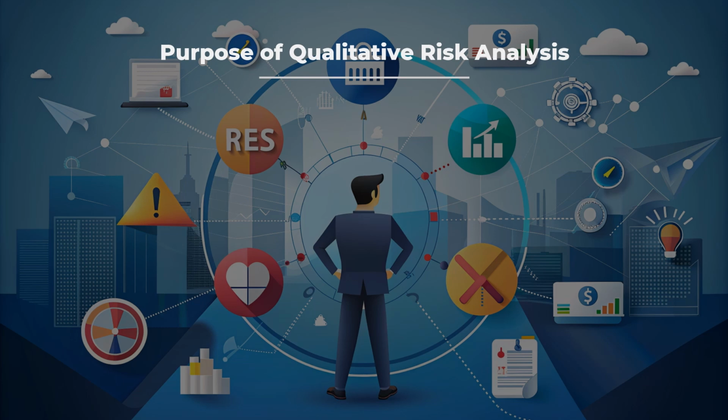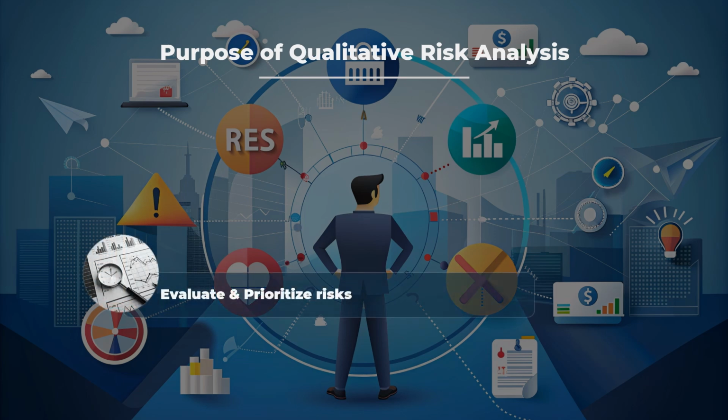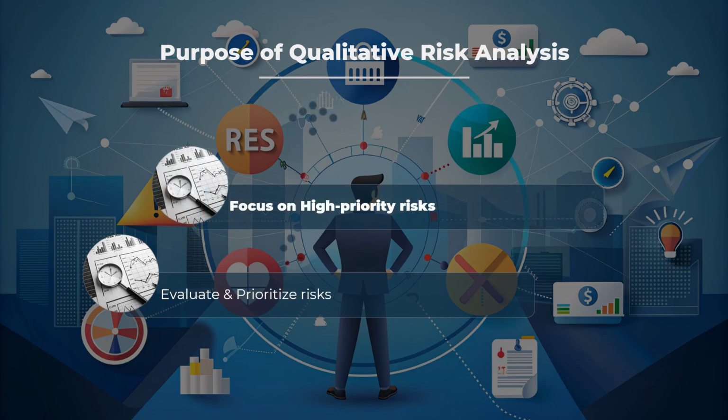Let's delve into the specific purposes of qualitative risk analysis. The primary purpose is to assess risks based on their likelihood and potential impact, and then prioritize them for further action. This process ensures that the project team focuses on high-priority risks, allocating resources and efforts where they are needed most. Evaluating and prioritizing risks allows the project team to focus on managing high-priority risks effectively.